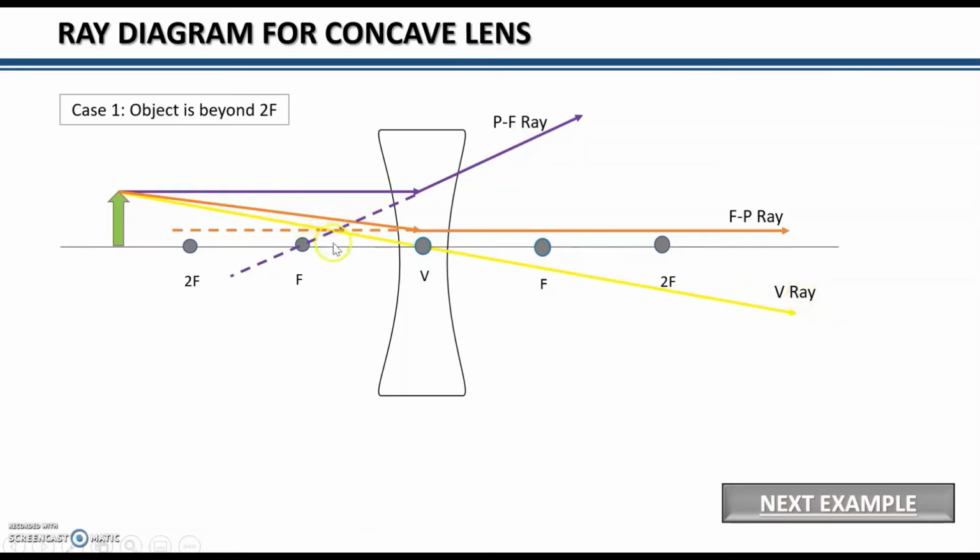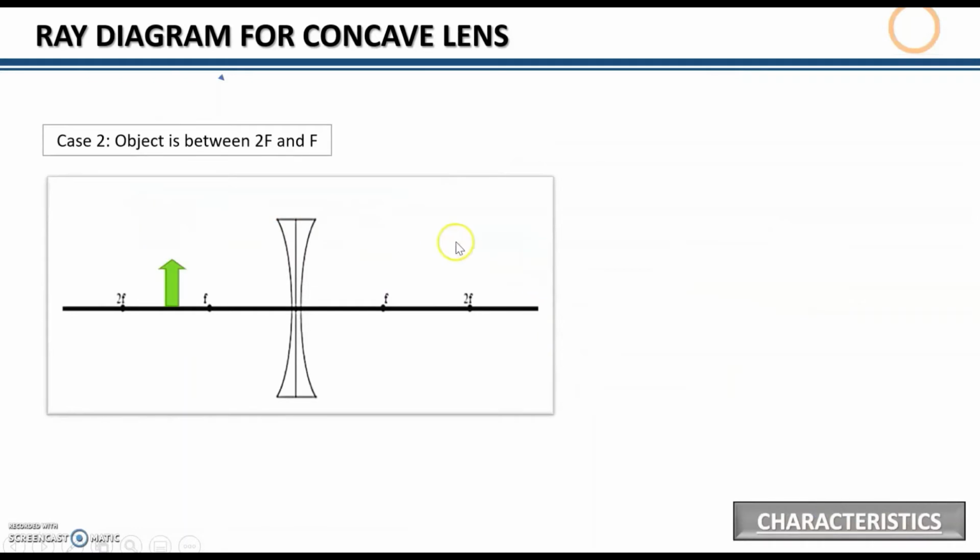So this is what you call the V ray. So you have three light rays now meeting at this point here. So this is where the image is located. So you can draw the image like that there. So once again, in our next example, you can make use of two light rays. So you just need to pick if you're going to use the PF ray, FP ray, or the V ray. So pick only two.